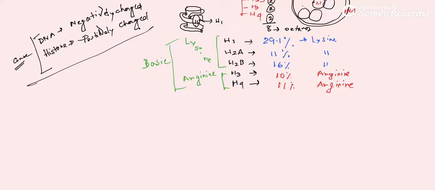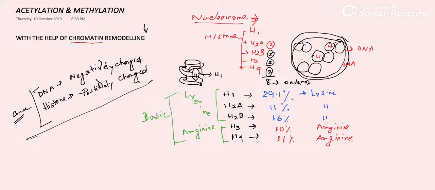If it is packed in such a way, as we have already seen here and here, the promoter cannot be opened. If the promoter cannot be opened, no modification can occur. So for this modification, we need a process known as chromatin remodeling, which I have shown here, and it is necessary.